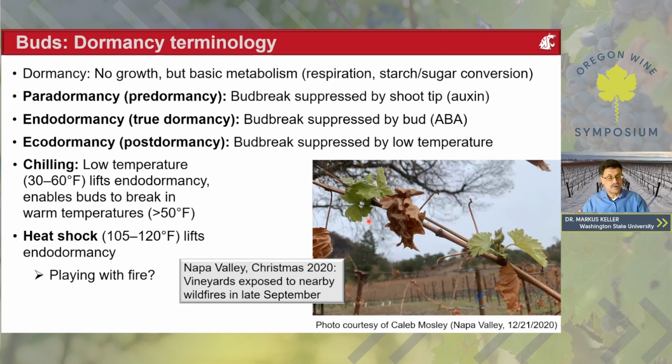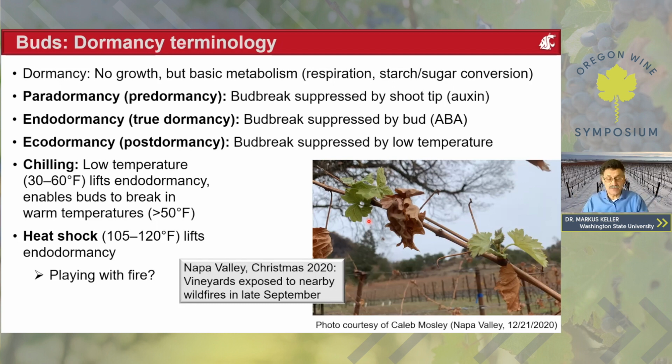We do know from very old French research that heat can lift dormancy as well. So if we go to the two extremes of temperature, cool temperature, chilling, will lift dormancy. But at the other extreme, really, really warm temperatures, we think in the 105 to 120 degree Fahrenheit range, will also lift dormancy. That is a heat shock, a shock that the plant undergoes due to excessive heat, and then bud break is enabled. So dormancy is lifted.